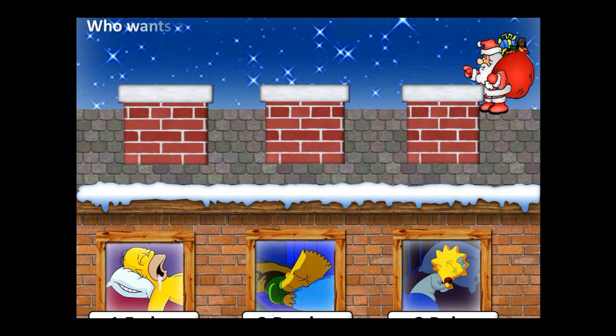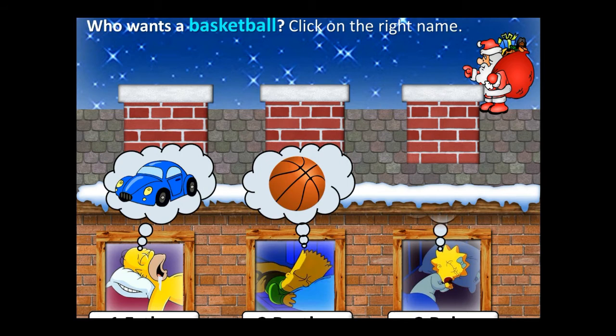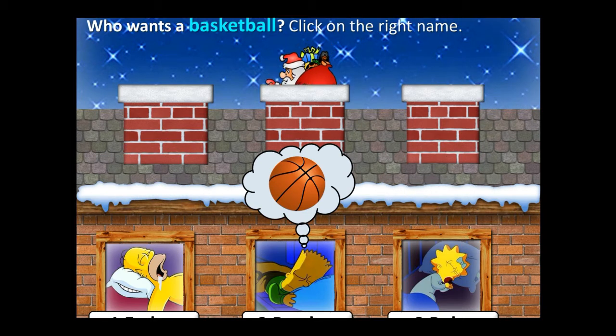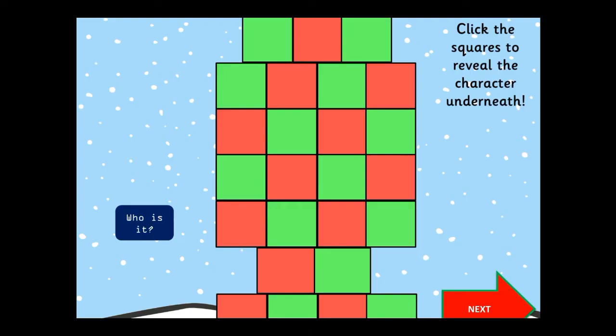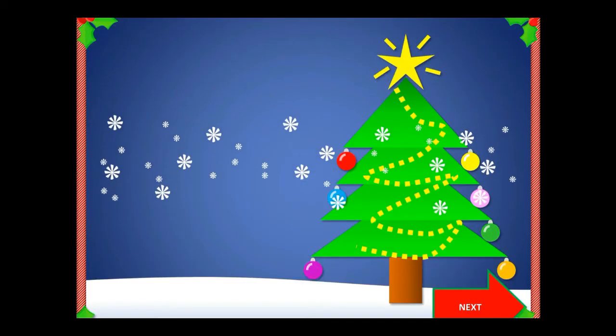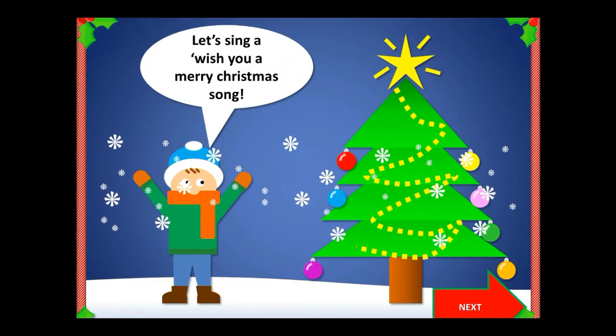I highly recommend that you change the vocabulary and the pictures depending on what the students will be familiar with. And the last game that we have here is a hidden picture game, and see if they can see who it is. It's Santa. Merry Christmas!